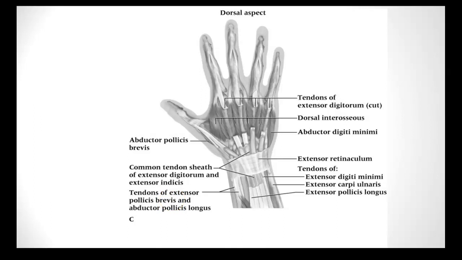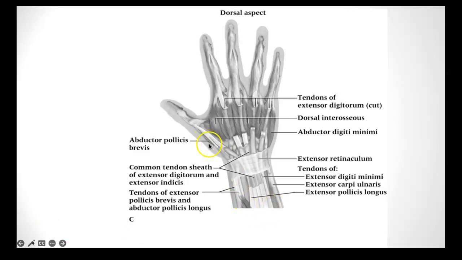Its major role is to assist with first ray MCP joint extension, first ray carpal metacarpal joint extension, and then first ray carpal metacarpal joint abduction. In addition to that, it is an assister to radial deviation, and that makes sense based on its angle of pull, right? But then we have this abductor muscle.